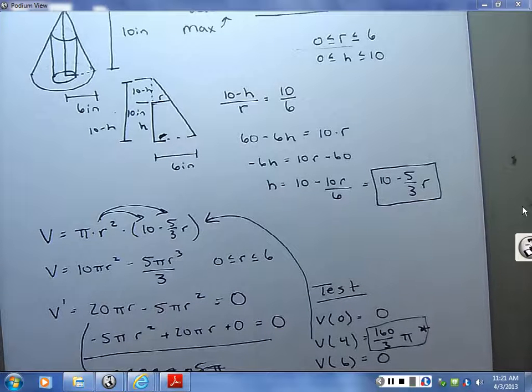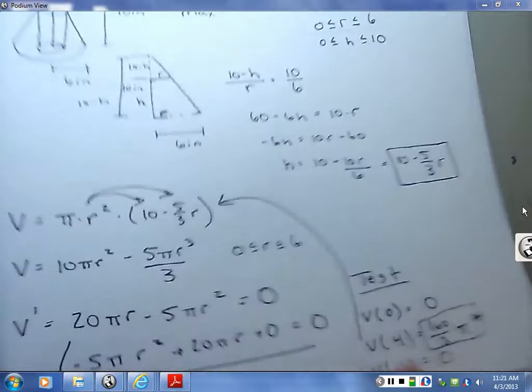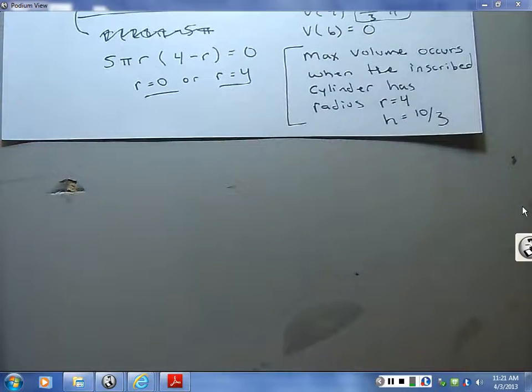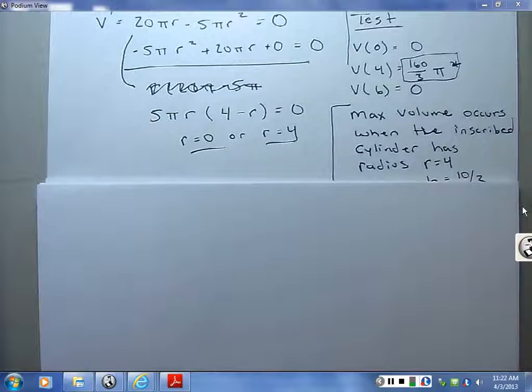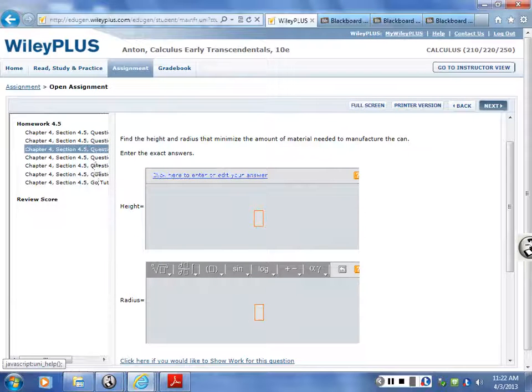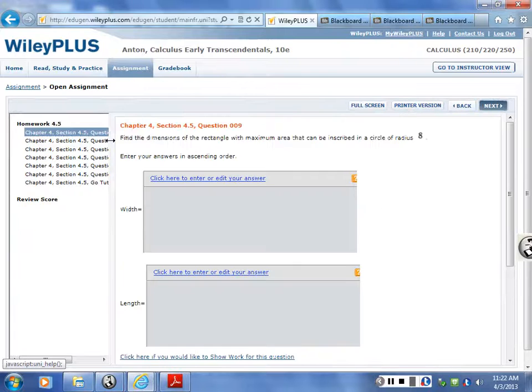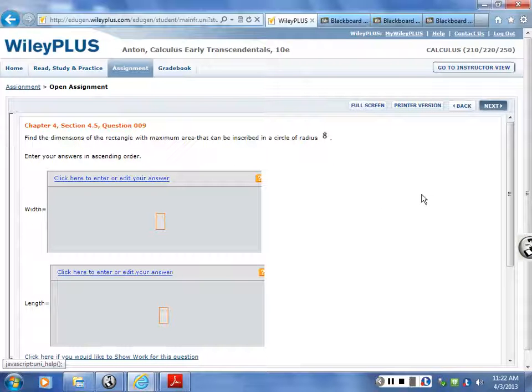Okay, so let's look at some problems that are on Wiley that will come up on your homework. Keep in mind these are randomly generated, so the problems I do might slightly be different than the problem you do, but the method is going to be the same. So let's look at the first one. This is number 9. And I want to find the dimensions of a rectangle that's inscribed in a circle with radius 8.